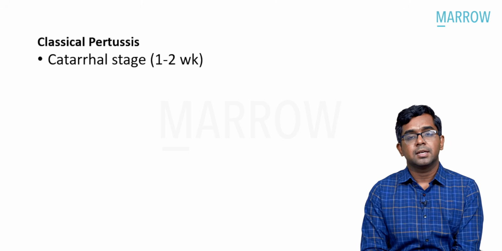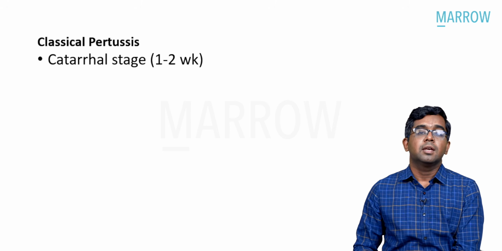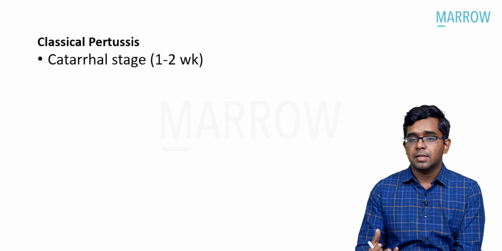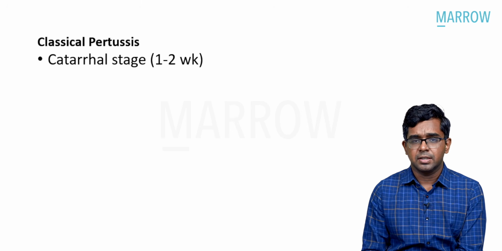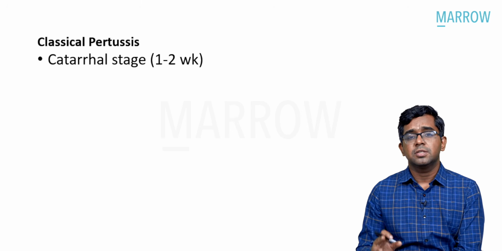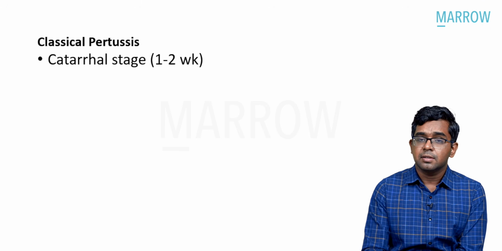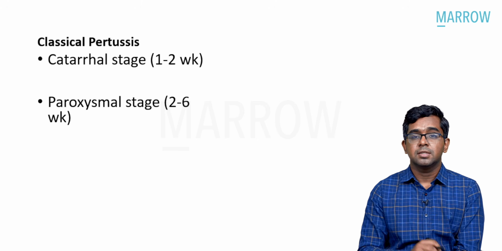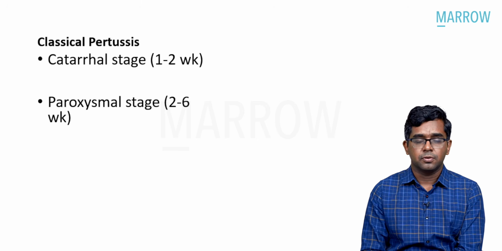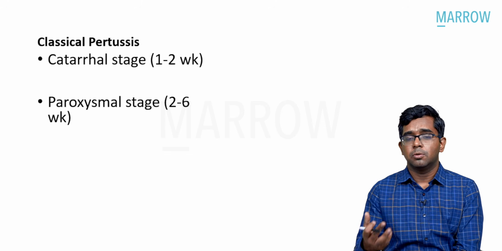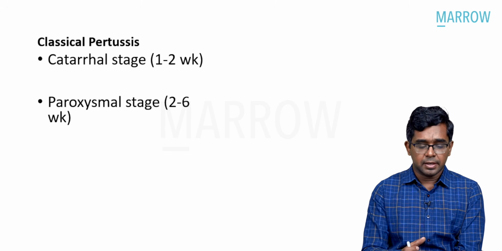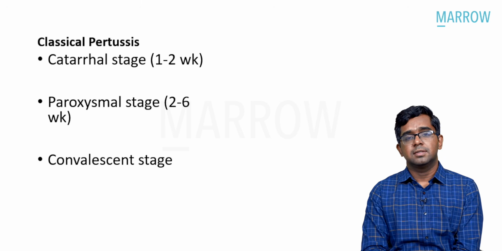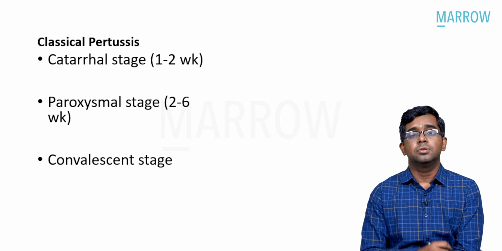The first stage is the catarrhal stage or the first 2 weeks of illness, wherein you will have fever, lacrimation, rhinorrhea, as well as conjunctival suffusion or redness. Then from the 2nd week onwards till the 6th week, it is called the paroxysmal stage, where you have the typical whooping cough, followed by post-tussive vomiting, that means vomiting after coughing. These are characteristics of the paroxysmal stage, and after that is the recovery stage or the convalescent stage. This is how a classical pertussis will progress.